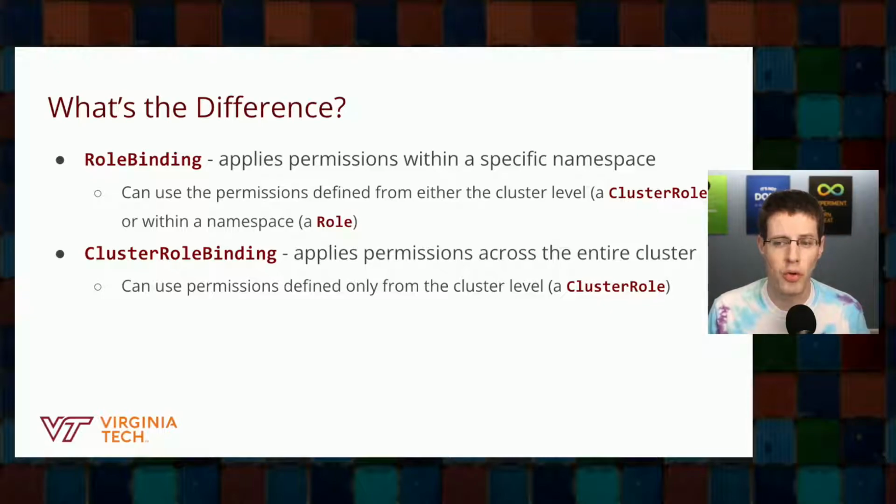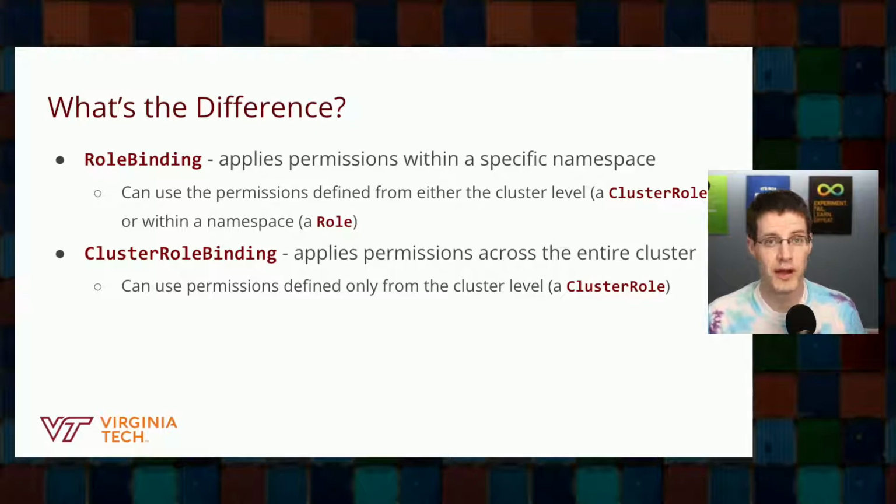A role binding, just like a role, applies permissions within a specific namespace. So it says you're authorized to see pods within this one namespace. Now the permission set can either be defined at the cluster level or as a role, but it's only going to be applied within a specific namespace. And again, having a cluster role that keeps the permission set the same across all namespaces is very valuable in this exact use case.